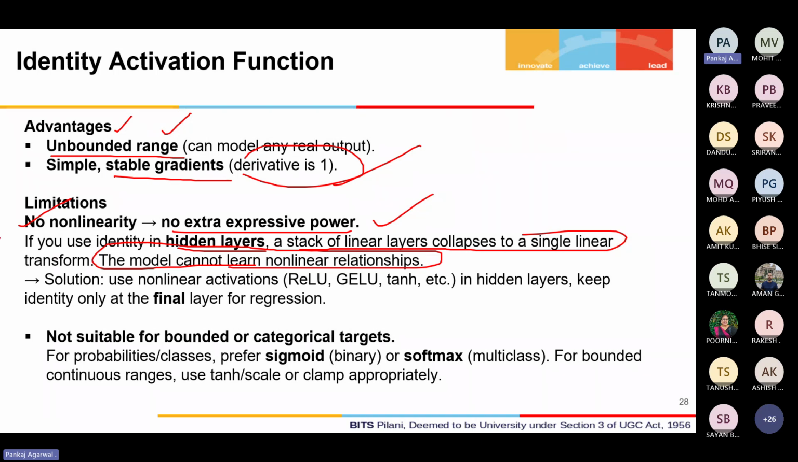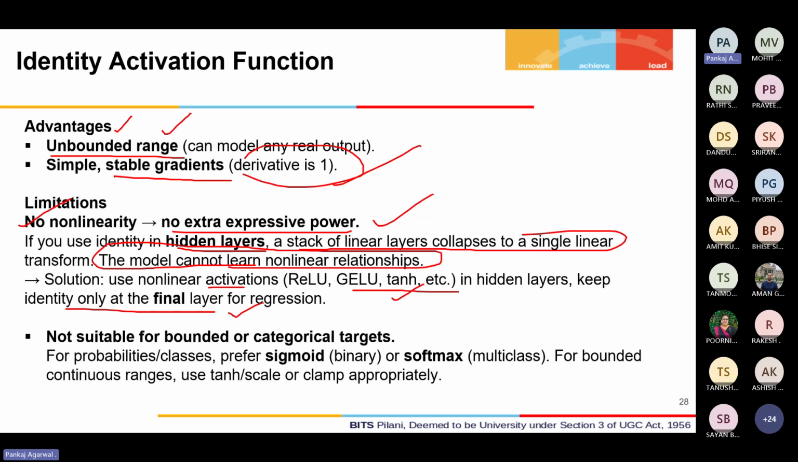So the solution is, if I had thought of using hidden layers and wanted more expressive power, I would have used non-linear activations like ReLU, GELU, and many other functions in the hidden layers, keeping the identity only at the final layer of the regression, right?